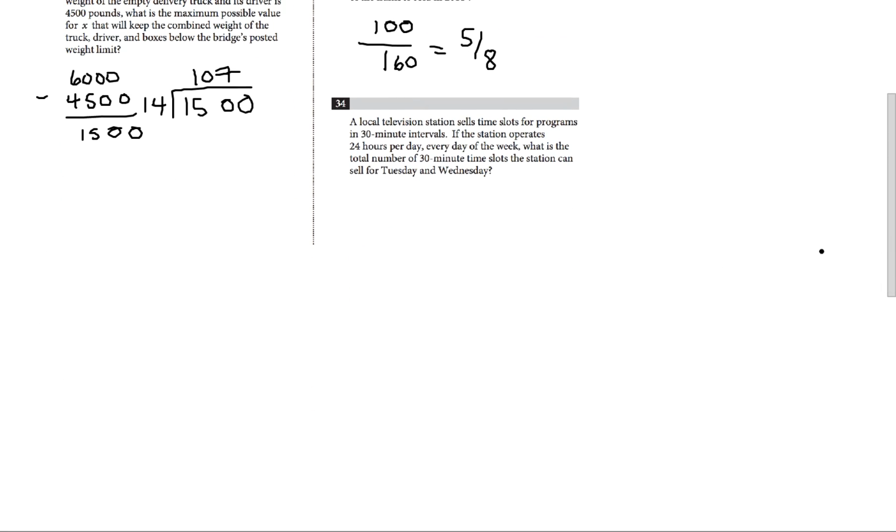All right, a local television station sells time slots for programs in 30-minute intervals. If the station operates 24 hours per day, every day of the week, what is the total number of 30-minute time slots the station can sell for Tuesday and Wednesday? Well, it's 24 hours in the day. There's 2 days, so it's 48 hours. How many half-hour segments can go in an hour would be 2, so we take that times 2, and your answer is 96. That seemed like a crazy easy problem for this one SAT. All right, let's go to the next one.